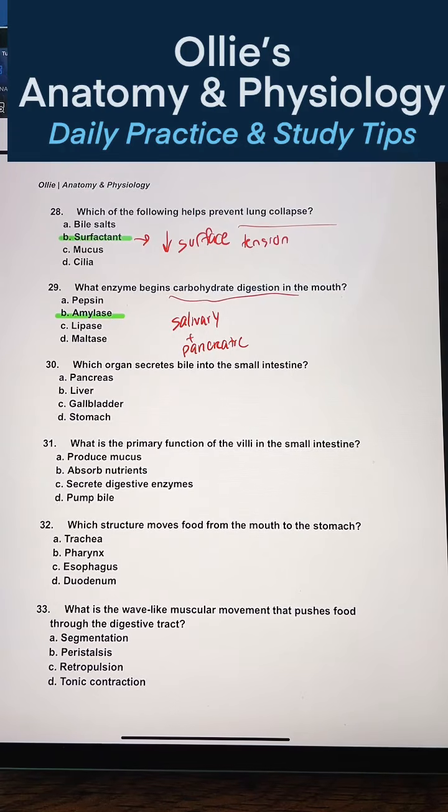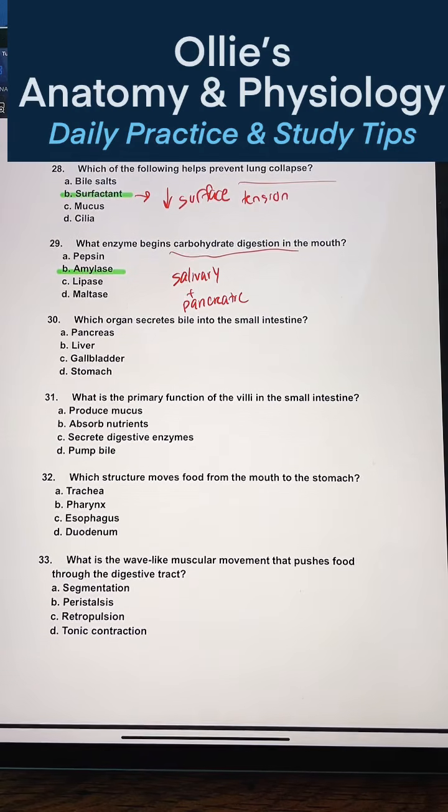So pepsin. Pepsin is going to break down proteins. Lipase is going to break down lipids. Maltase is going to break down maltose, more so in the small intestine, so not the mouth.